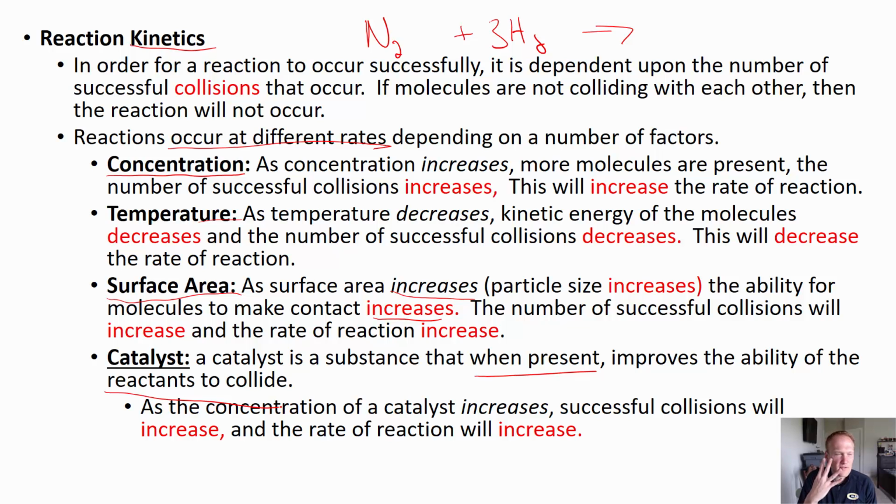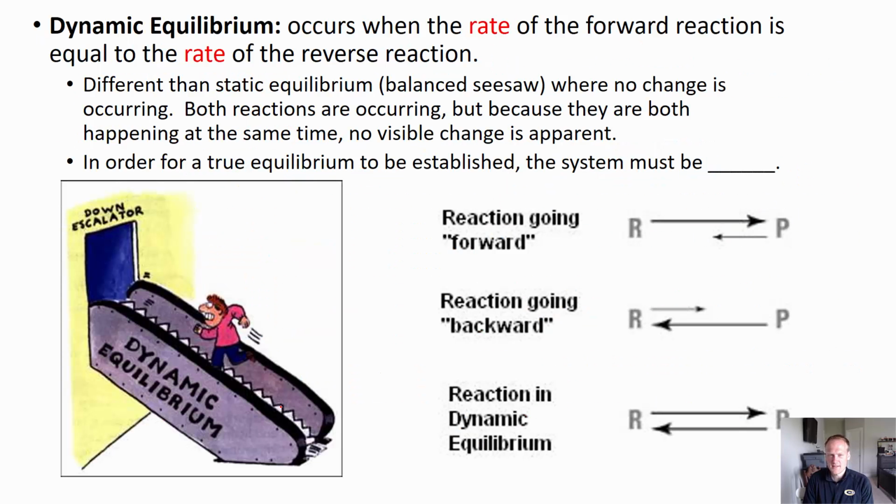So those are the four things. We can increase the concentration, which will increase the product. We can increase the temperature, which will increase the product. We can increase the surface area, which will increase the product. And we can add a catalyst, which will increase the product. So all of those things are basically providing more opportunity for collision. All right, and those are the four. We call them stresses that you need to know, which gets to this, dynamic equilibrium.